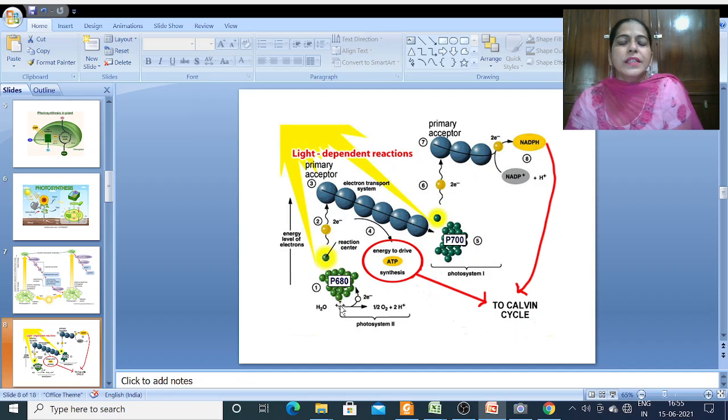Now when this P680 is excited by the sunlight, there is another thing which is happening, that is the water hydrolysis. During this water hydrolysis, two electrons are released and one half oxygen and two protons. So these protons will also function. We will just now see. So this is how oxygen is released. So first step is basically the release of the oxygen, right?